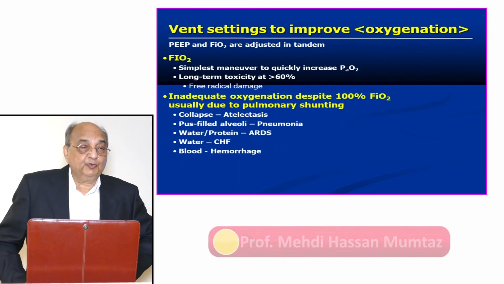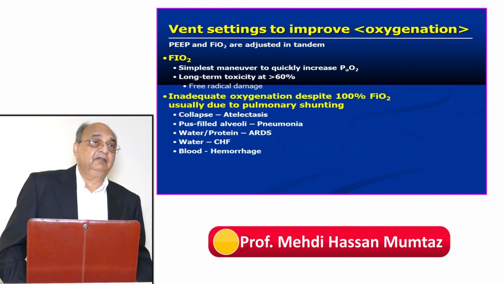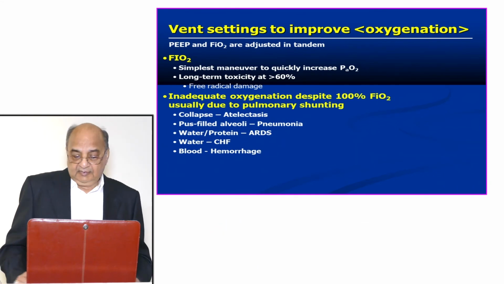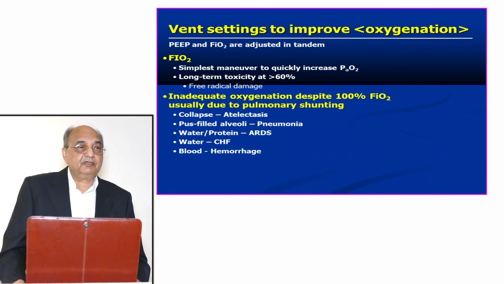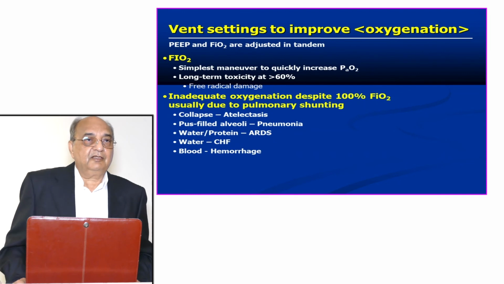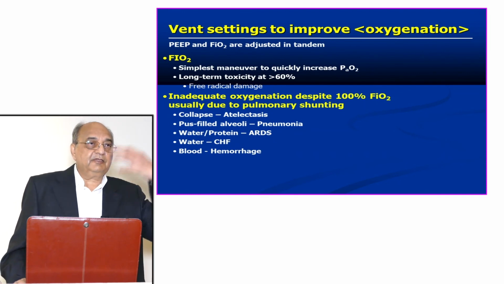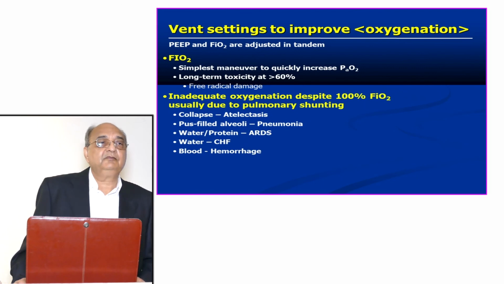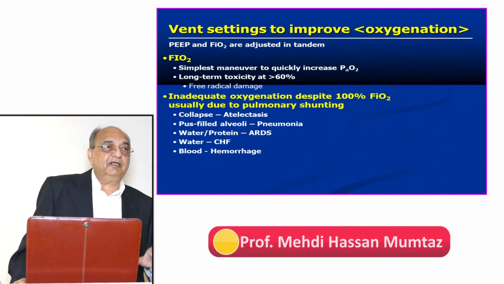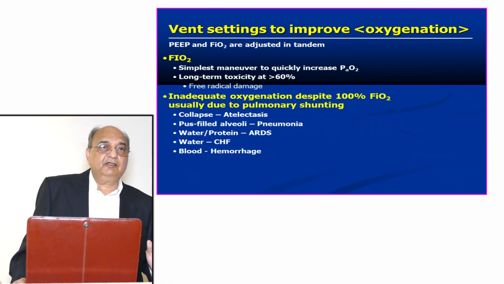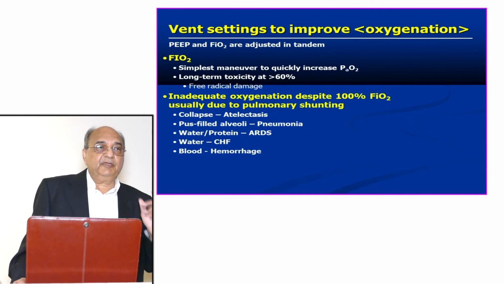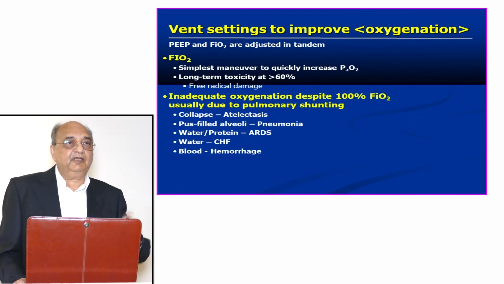Ventilator settings to improve the oxygenation. You have put the patient on a ventilator, but you are not getting proper oxygenation. Oxygenation status means you look at how much oxygen you are giving to the patient, that is FiO2, then how much oxygen pressure is generated at the alveolar level, PAO2, then you look at the partial pressure of oxygen in the blood, that is PaO2, then you look at the gradient. What is the gradient? That means the difference of pressure, PAO2 minus PaO2.